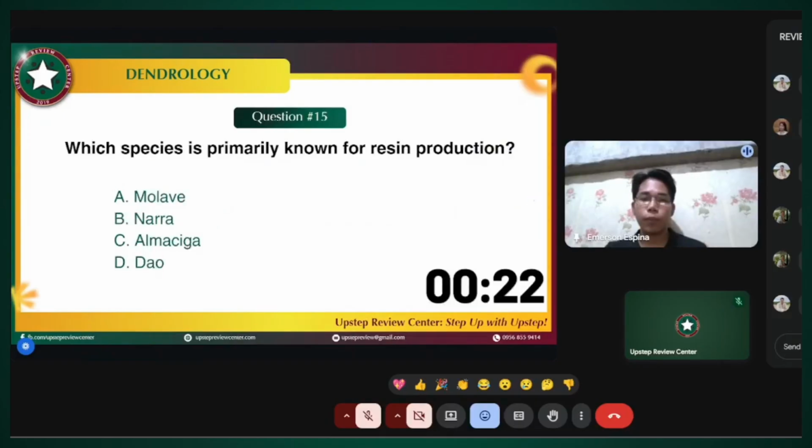Moving forward, question number 15. Which species is primarily known for resin production? We have Molave, Narra, Almasiga, and Dao.